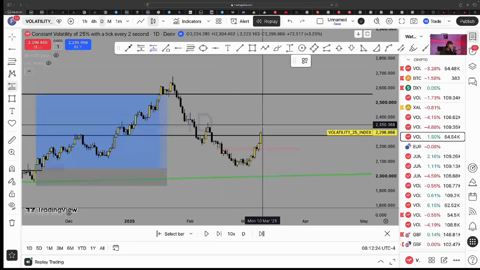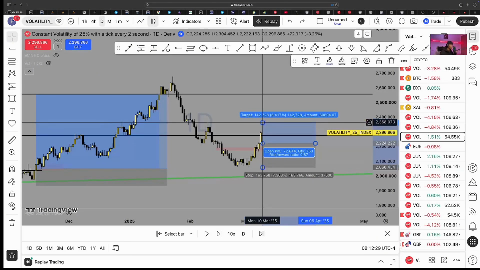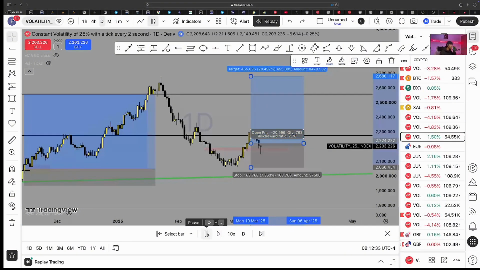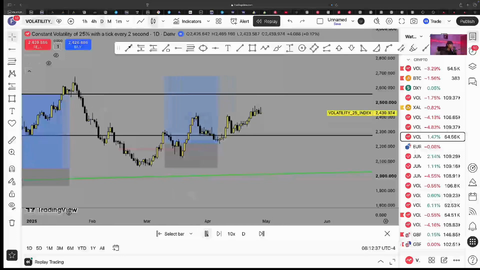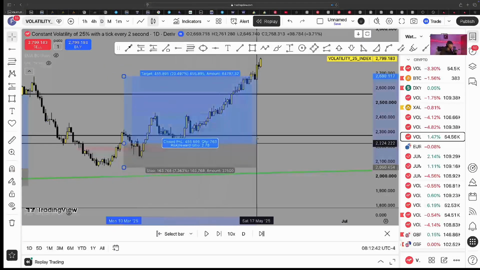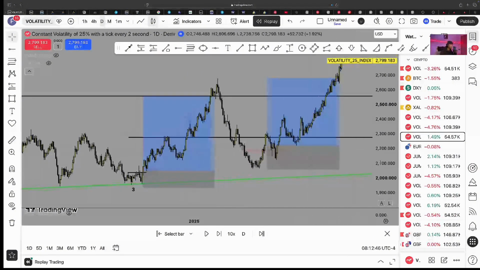So this would have been my entry, and this would have been my take profit. Let's see how it's going to play out today. So as you guys can see, CP hits.